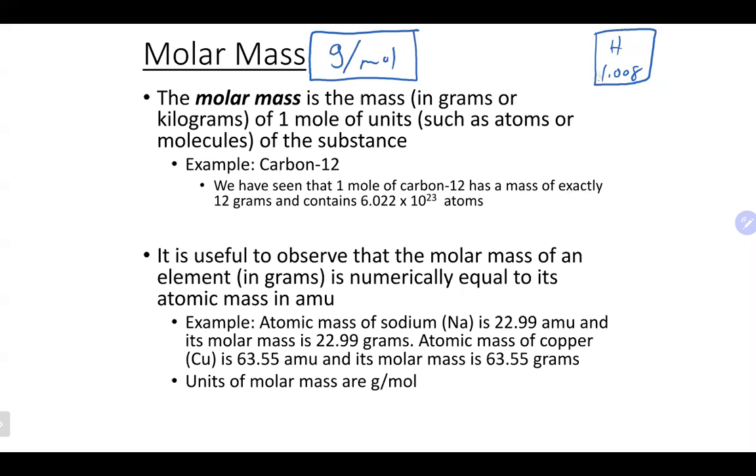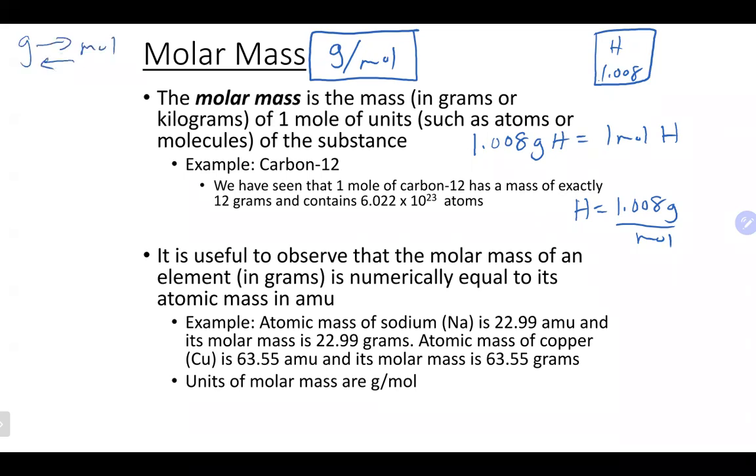So if I take that number off the periodic table, that would tell me that there are 1.008 grams of hydrogen in a mole of hydrogen. And that means that the molar mass of hydrogen is 1.008 grams per mole. And we can use it as a conversion factor. We use molar mass to go from grams to moles and backwards, moles back to grams. That is the conversion factor that we use.